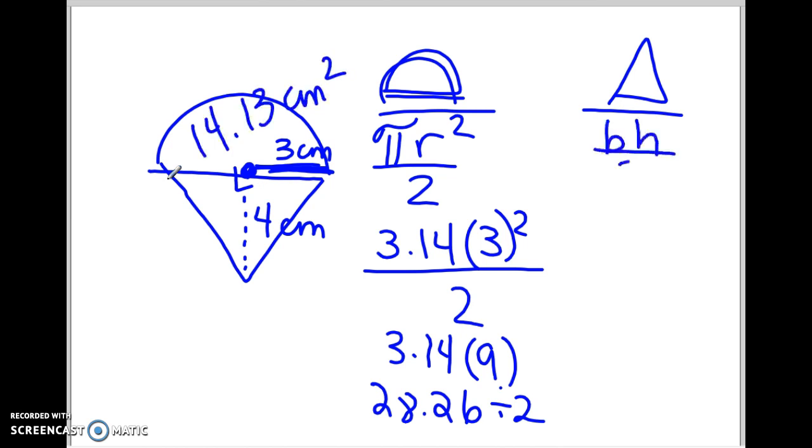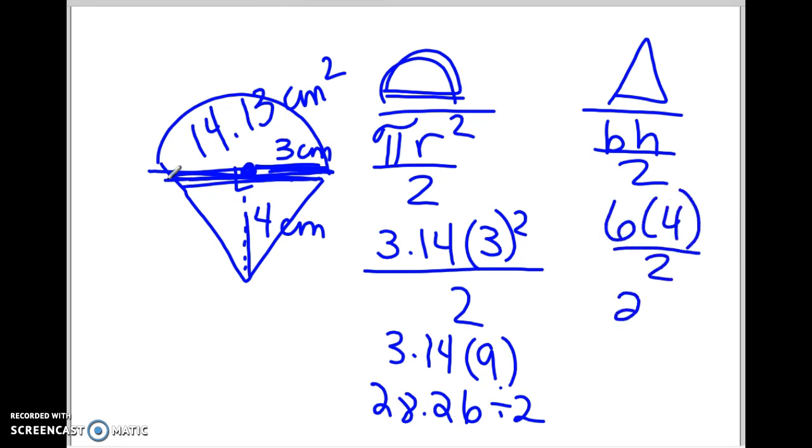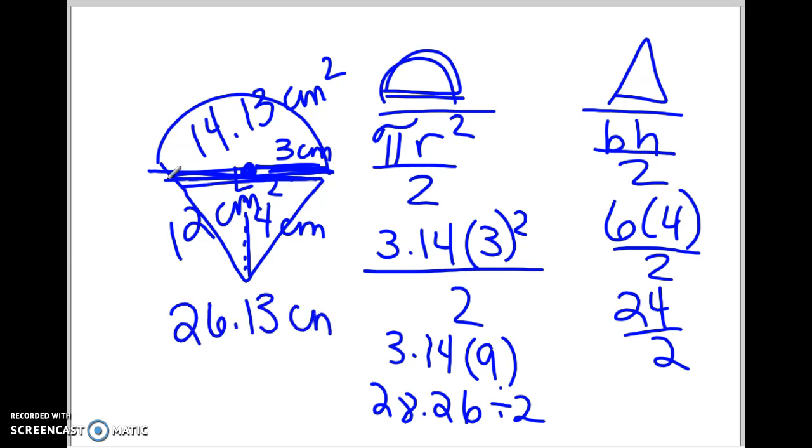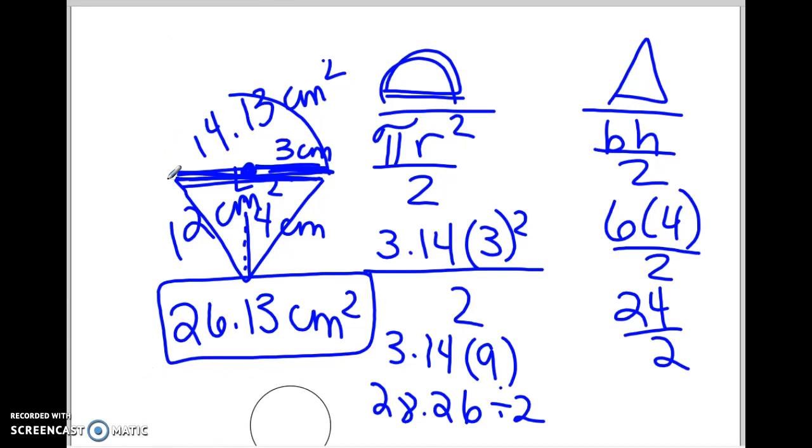To find the area of the triangle, you have to do base times height divided by 2. Find your base. Don't forget, you need the whole base, not just the radius. So the diameter is also the base. So 3 plus 3 gives you 6 times your height of 4. So 6 times 4 divided by 2. That's 24 divided by 2, which is 12 centimeters squared. Add 12 plus your 14.13, and you should get 26.13 centimeters squared. So you may want to review some of those as well. Okay. You'll have a few of those on your test.